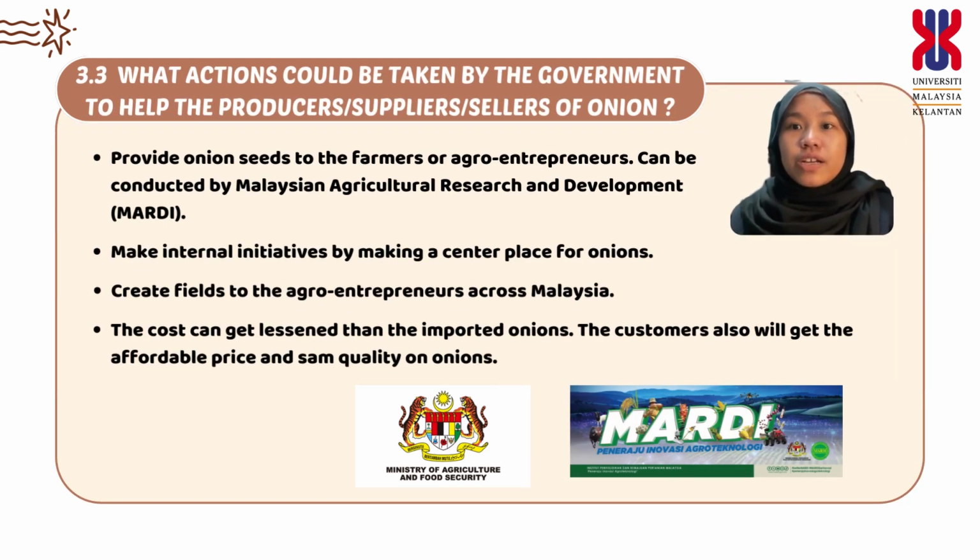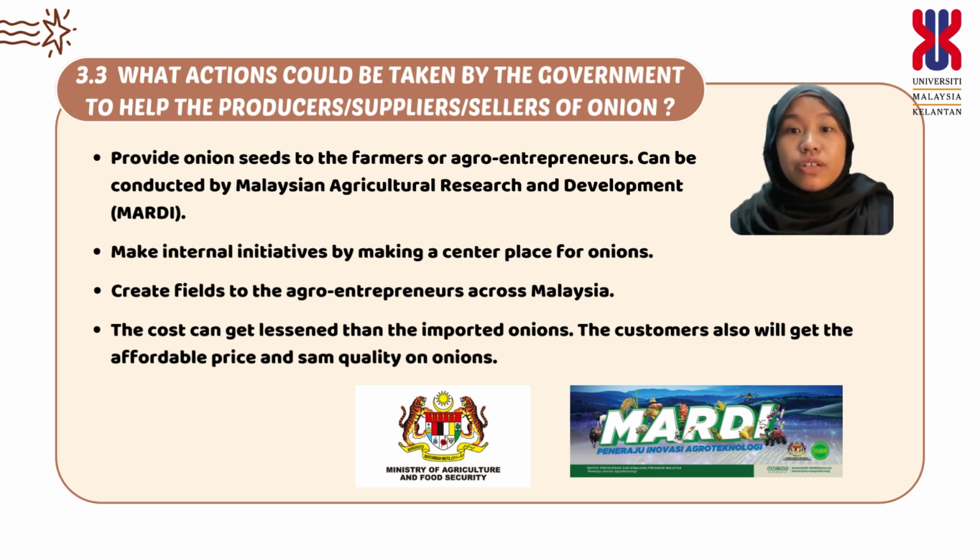Actions could be taken by the government to help the producers, suppliers, or sellers of onions, such as providing incentives like onion seeds to the farmers or agro-entrepreneurs. This is because if the onion supply is from Malaysia itself, the cost will be much cheaper than imported onions. This initiative can be conducted by the Malaysian Agricultural Research and Development Institute or MARDI. This department must do R&D on the onion seeds so they can grow efficiently in this country and should be able to lessen the nation's reliance on imported onions.